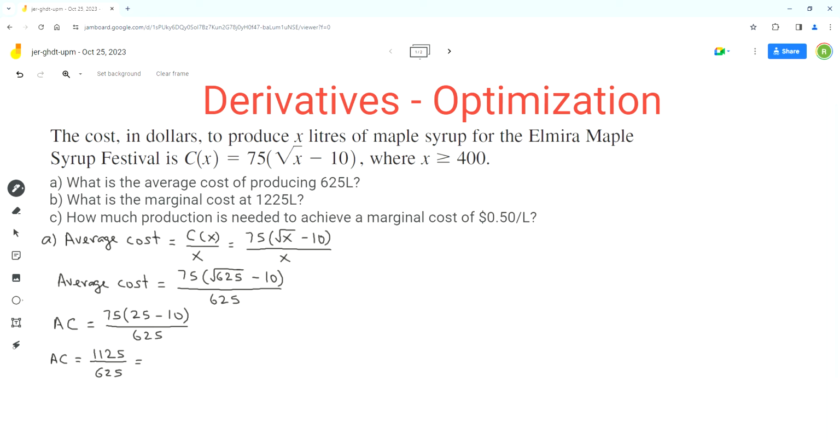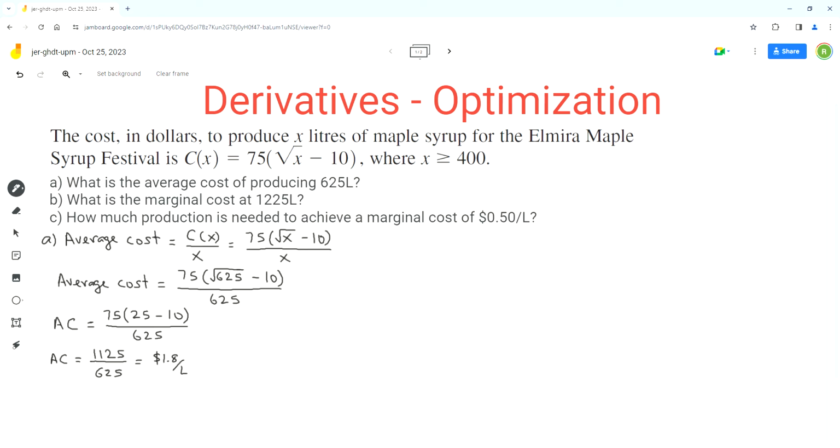1.8. So the unit will be dollars, $1.8 per liter. So we are calculating the average cost, so the average cost is calculated per unit. This should be the final answer for part A.